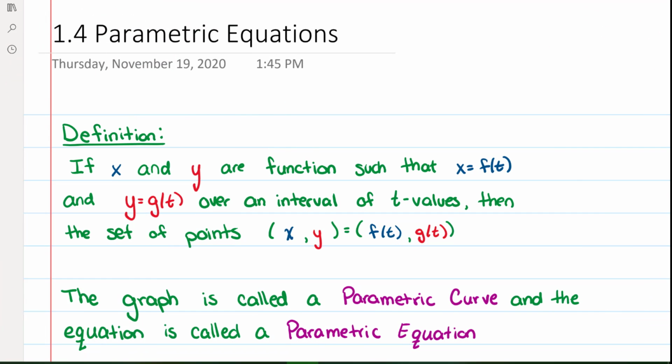In this video, we're going to talk about the definition of a parametric function and then dive into example 2 and talk about how to graph a circle. So the definition of a parametric function is as follows. If x and y are functions such that x equals f of t and y equals g of t over an interval of t values, then the set of points x, y can be defined as f of t, comma g of t. So this is just saying that each x and y are determined by t values.